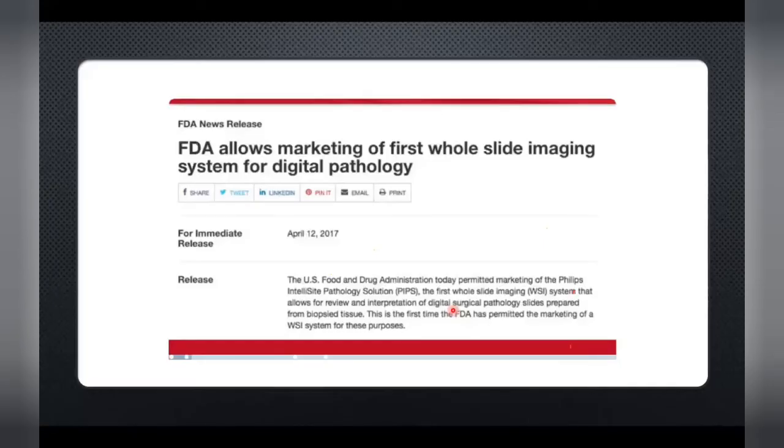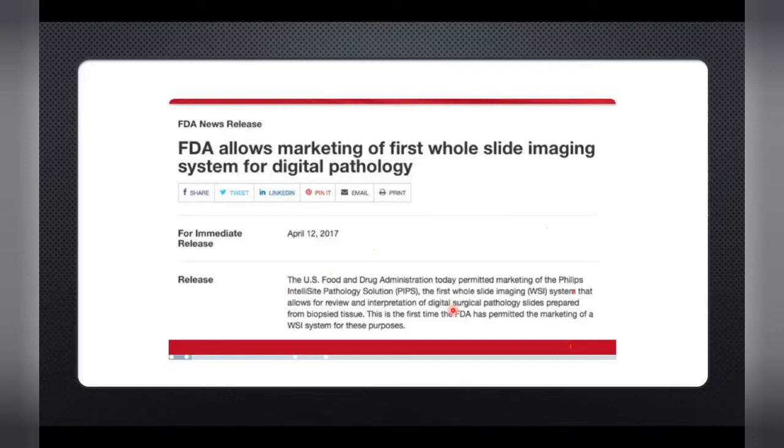In 2017, the FDA finally gave a go-ahead to Philips PIPS, which is called Philips IntelliSite Pathology Solution. It said this is the first system in the world which will be used for primary diagnosis. Primary diagnosis means it does not require an observer. You just send in the slide and it tells you whether this is a ductal carcinoma, what type of ductal carcinoma, and if you're given the IHCs, it will do scoring on its own. So it's called a primary diagnosis tool, the PIPS. It was done in 2017.